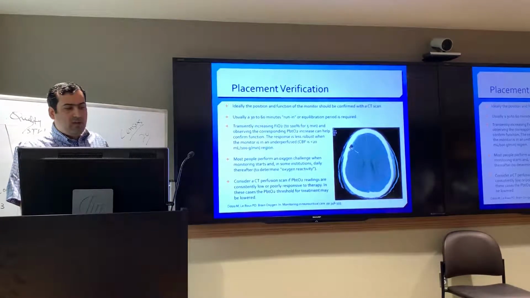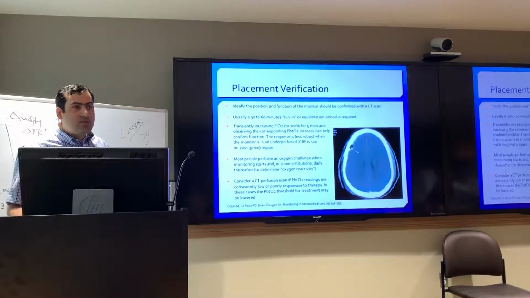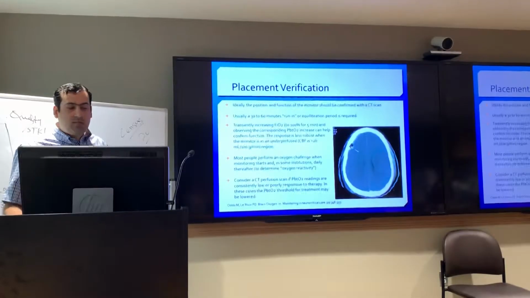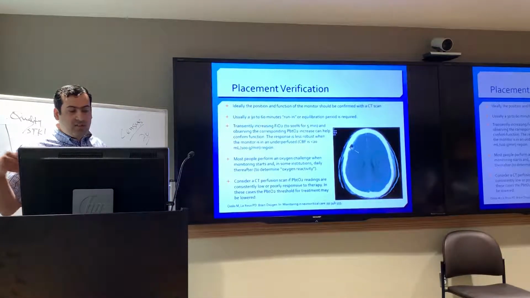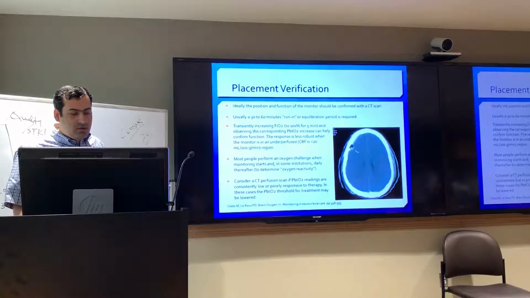So how do you verify that? Well, depending on the device, it takes 30 minutes to 2 hours to self-calibrate. Before that, the numbers are not reliable. We usually do a transient FiO2 increase to 100% for 5 minutes and see if there is a significant increase. If the perfusion is not very good, the response is not going to be reliable. Most places do one oxygen challenge when they place the monitor. Some places, especially places that use it for TBI per protocol, do it every day to make sure it's still working. It's easy, doesn't cost much, and it's probably a reasonable thing to do.